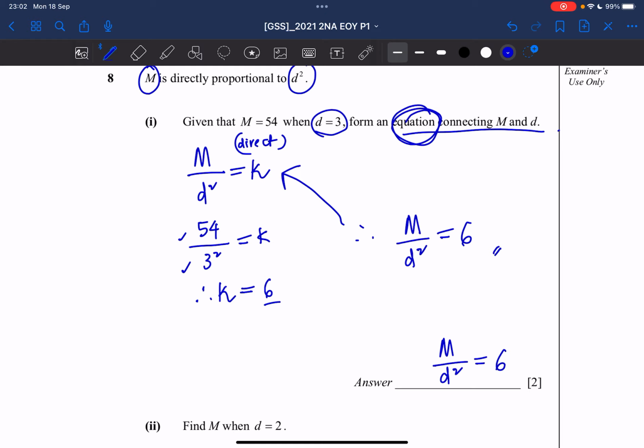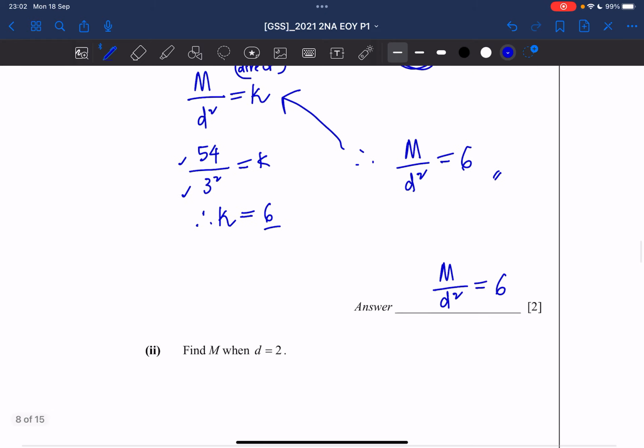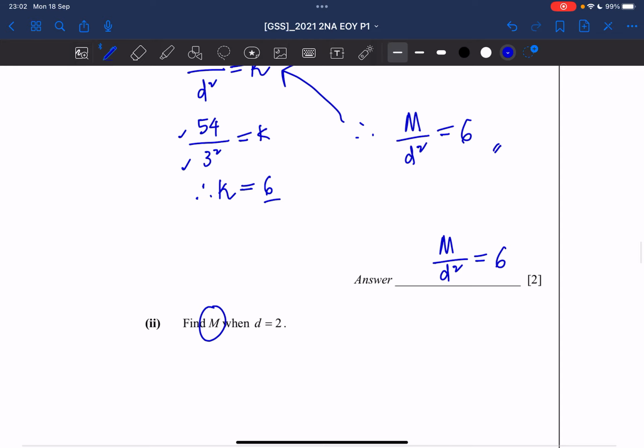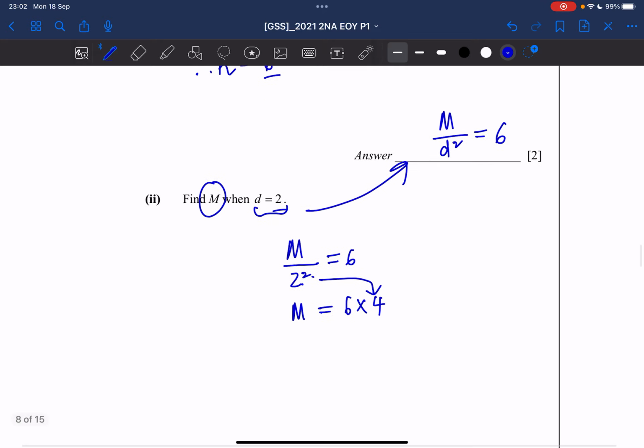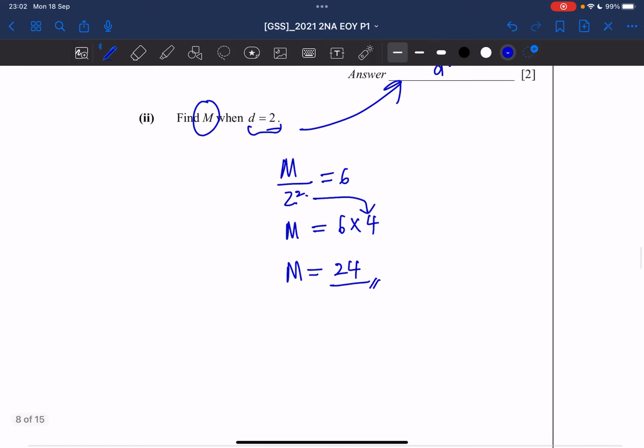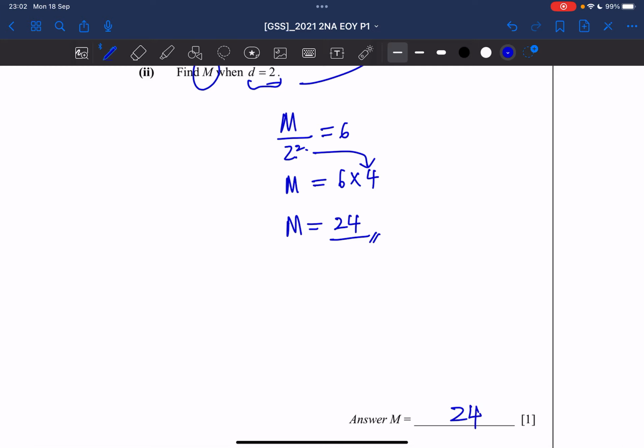Now let's move on to part 2. They say find m when d equals 2. So we make use of this equation that we found in part a. So m over d, d is now 2, so 2 squared equals 6. So m equals 6 times 4, because 2 power 2 is equal to 4. So m equals 24. So I put 24 here as my answer.